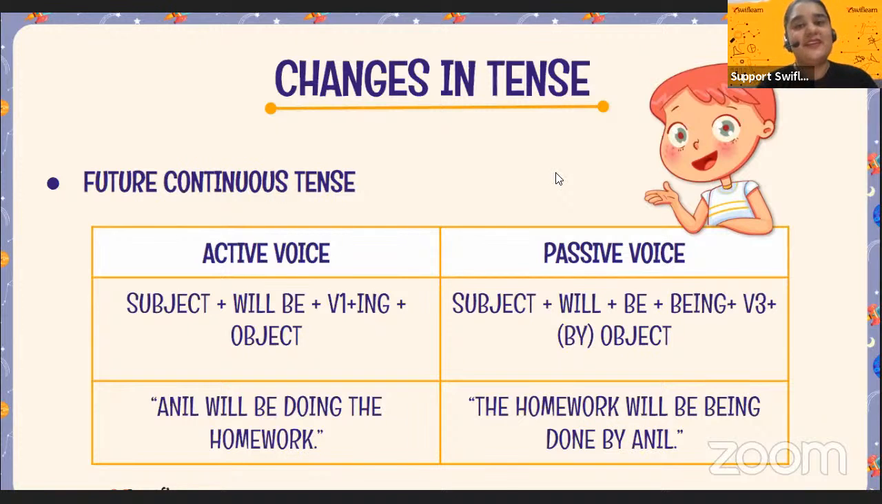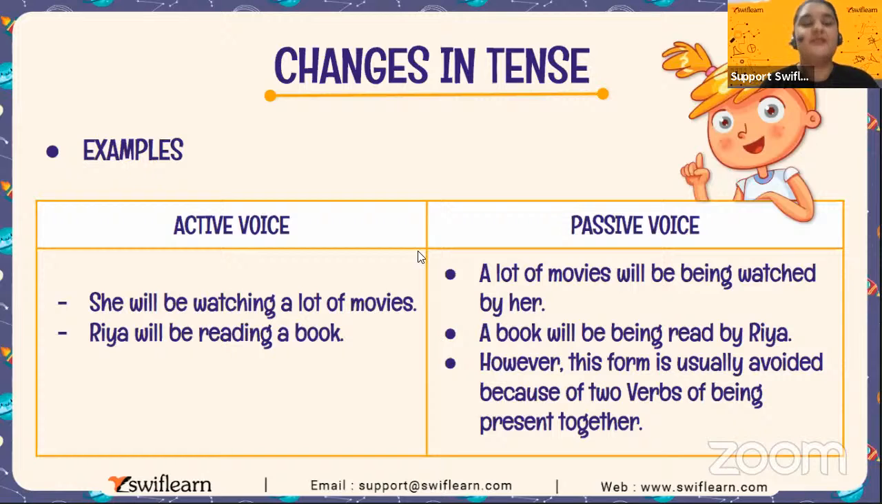Okay, let's move to next part now. So here we are having examples. She will be watching a lot of movies. So a lot of movies will be being watched by her. Ria will be reading a book. So a book will be being read by Ria.